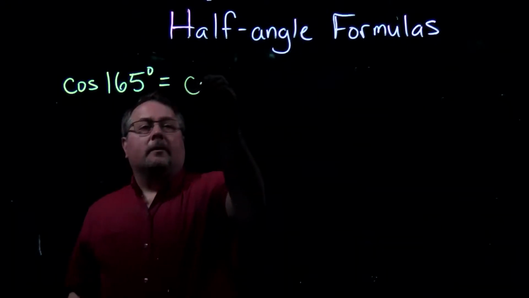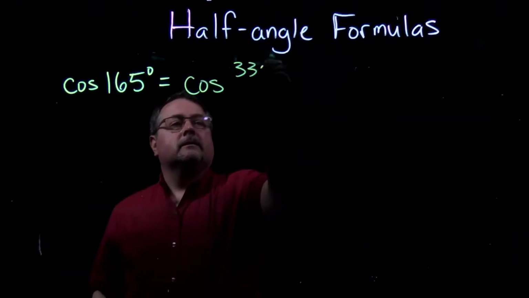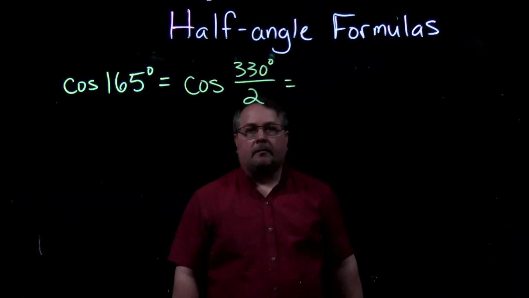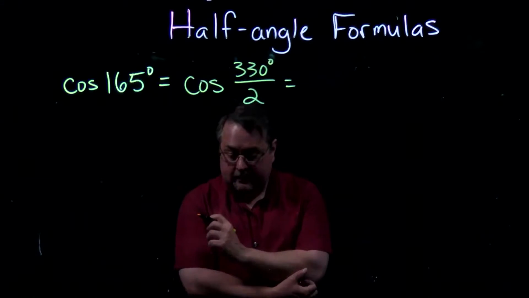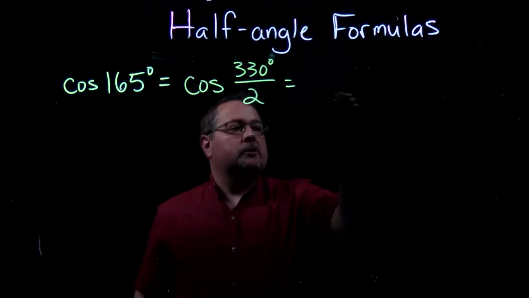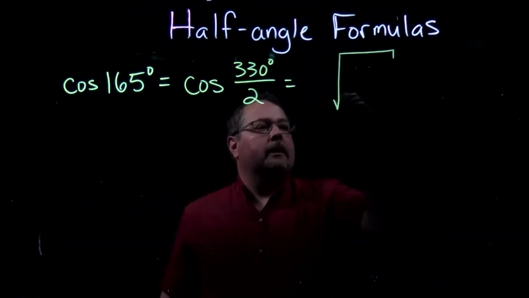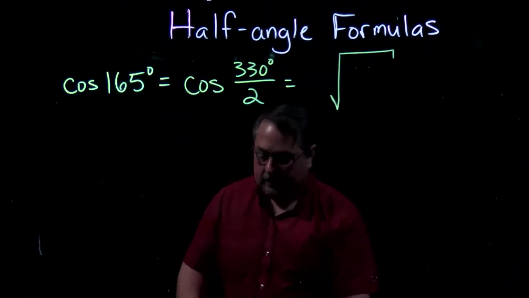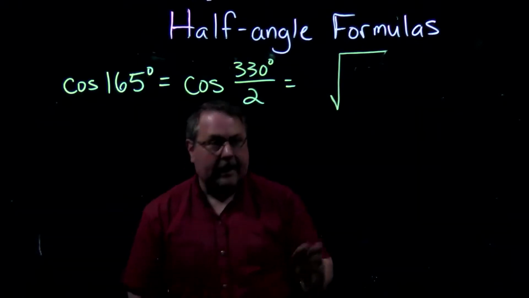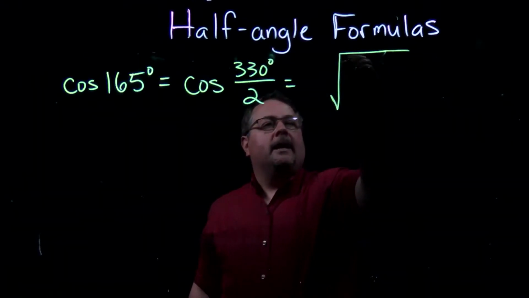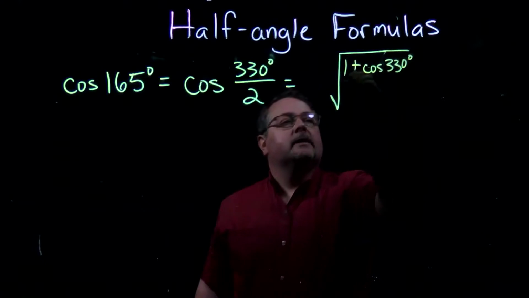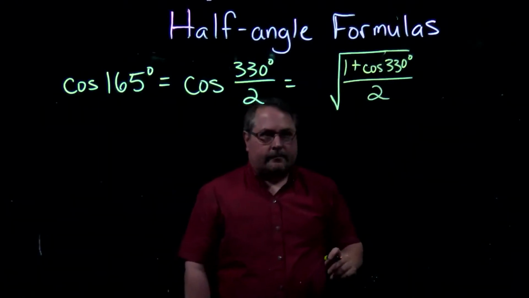If we use a half angle formula, we can use the fact that 165 degrees is 1/2 of 330 degrees. Now I'm going to leave the plus or minus for just a moment, and I'll use the other part of the formula, and then we'll go back and figure out if we want a plus or a minus square root. Using our half angle formula for cosine, this is going to be either plus or minus the square root of 1 plus the cosine of 330 degrees divided by 2.